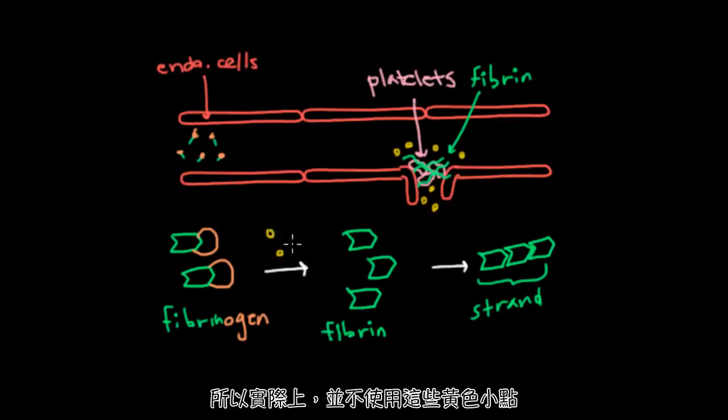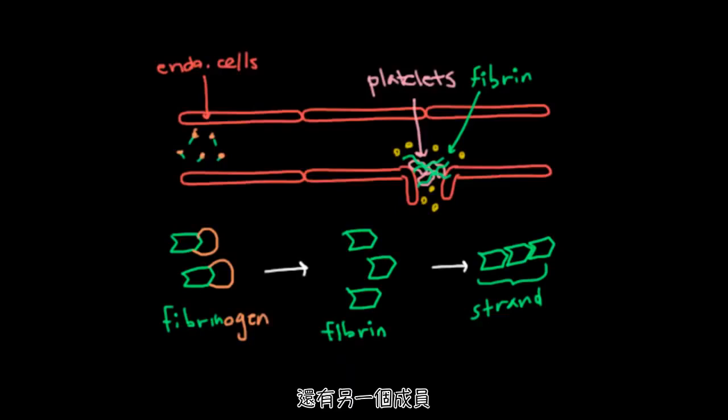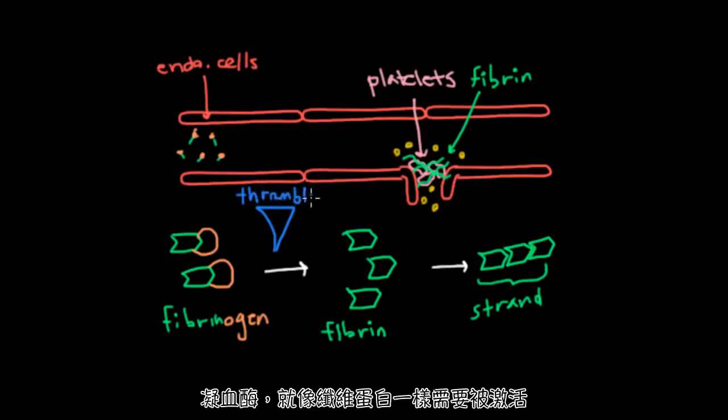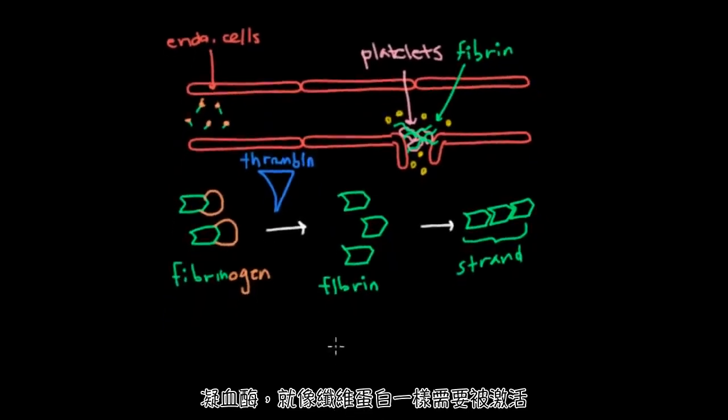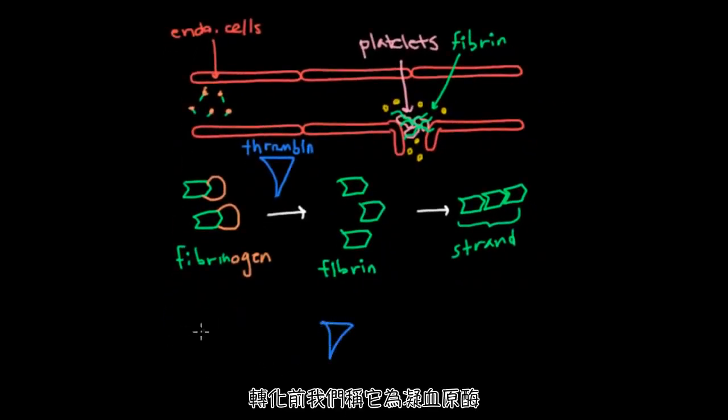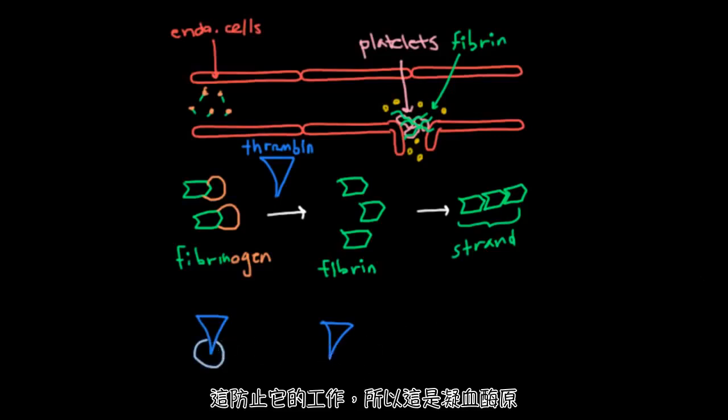So actually it doesn't use these yellow guys to convert fibrinogen to fibrin. There's another player which does that, and it's an important one, so we'll give it a little drawing like that. And it is called thrombin. And thrombin, just like fibrinogen, is activated from an inactive form, which we call prothrombin. And the prothrombin has a little piece on the end that prevents it from working. So this is prothrombin.